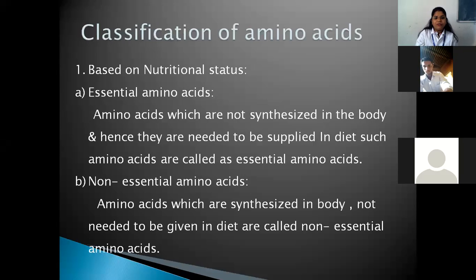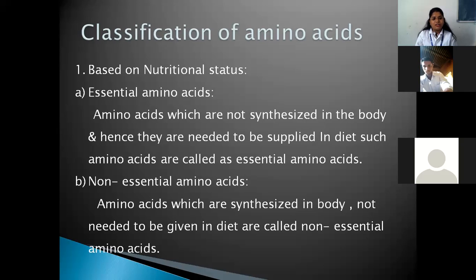Now we'll see the classification of amino acids. Amino acids are mainly classified in two ways: based on the nutritional status, and the second one is based on the nature of the side chain as well as the structure of the amino acid. Firstly, based on the nutritional status, they are subclassified as essential amino acids and non-essential amino acids.